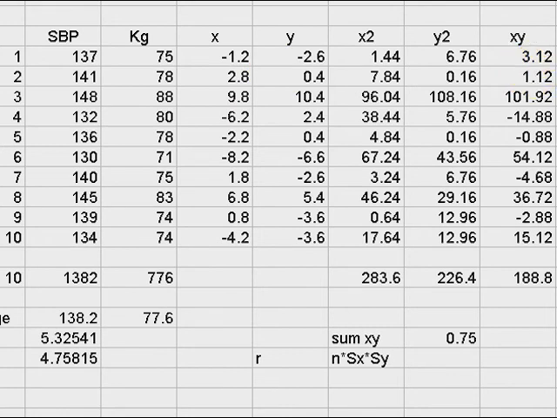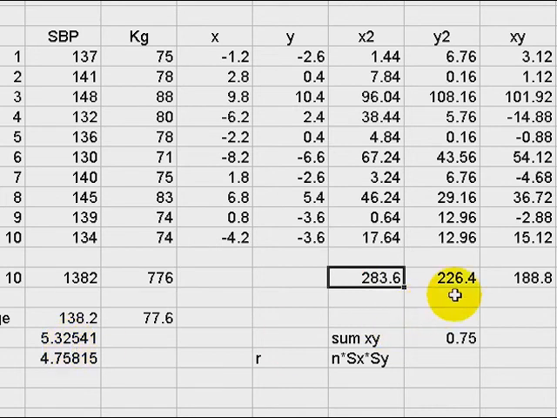Now, in order to find out the standard deviation, you have to come up with the sum of x squared, which is the 283, and then you divide it by the square root of n, which is the square root of 10 here. So to come up with the s sub x, you take the square root of the 283.6 divided by the square root of 10, which then gives you a 5.32 for the s sub x. So the square root of 283 divided by 10 is the square root of 28.3, which is about 5.3.